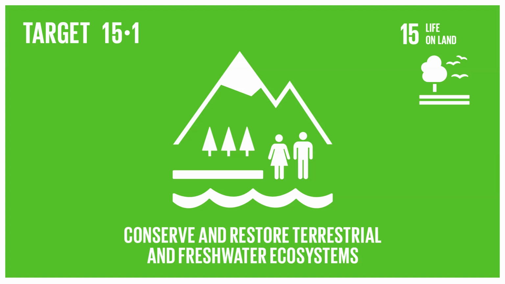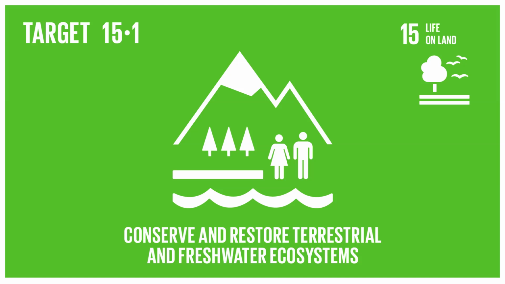Target 15.1 has two indicators. Indicator 15.1.1 is forest area as a proportion of total land area, and indicator 15.1.2 is proportion of important sites for terrestrial and freshwater biodiversity that are covered by protected areas by ecosystem type.